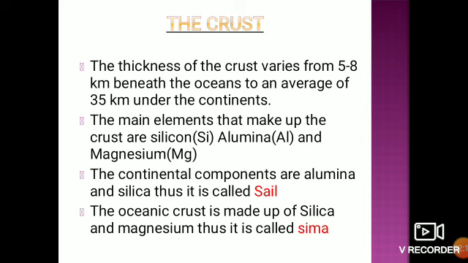Thus, it is called the sial layer. The oceanic crust is called sima as it is made up of silica and magnesium. The oceanic crust is denser than the continental crust.